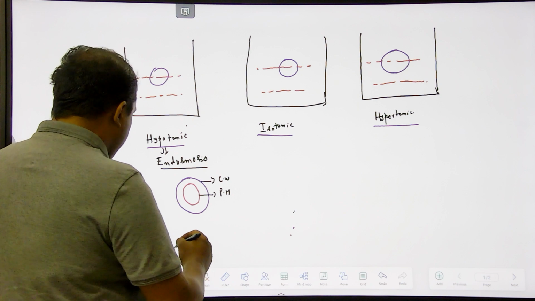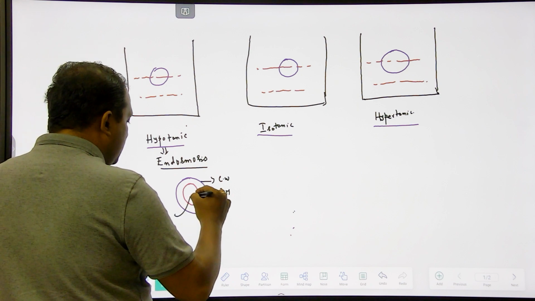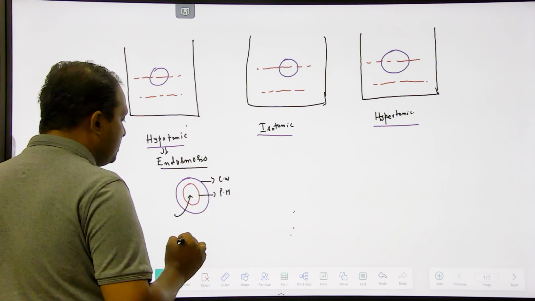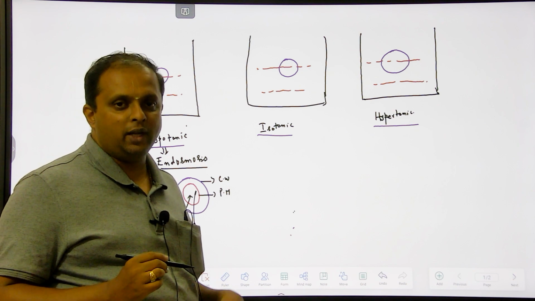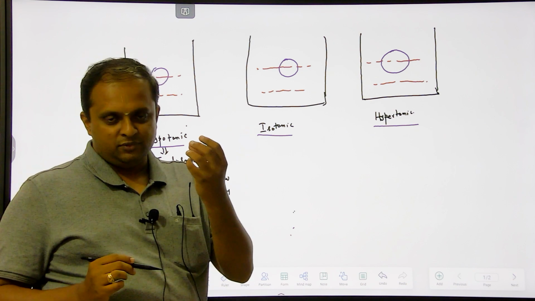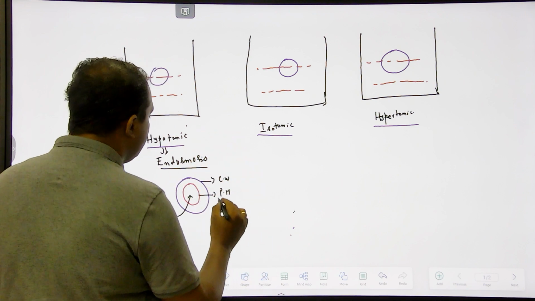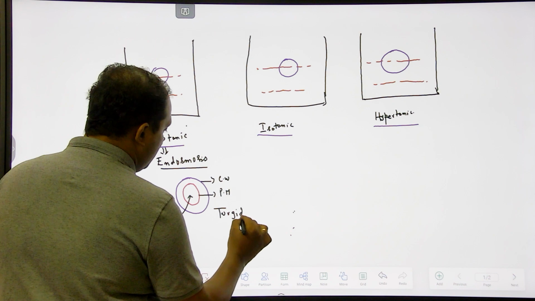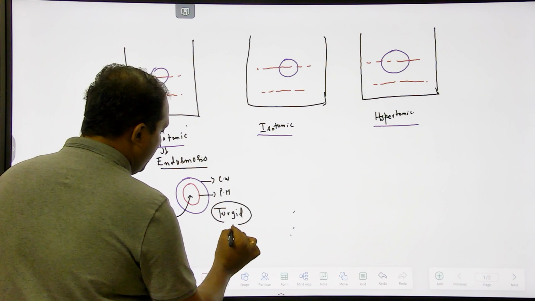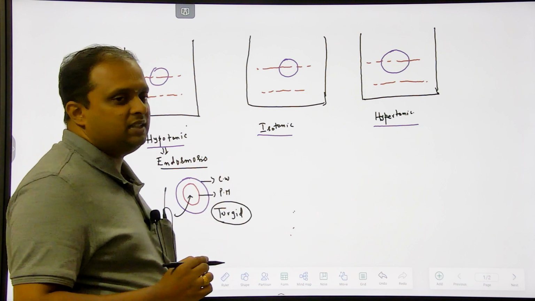Now what happens? There is going to be a gain of water inside. So what happens normally when there is an inflow of water inside the cell due to endosmosis? The cell is going to swell up, the cell is going to bulge. So you call this cell turgid. This is a term which I wanted to insist on here. You call this cell turgid.